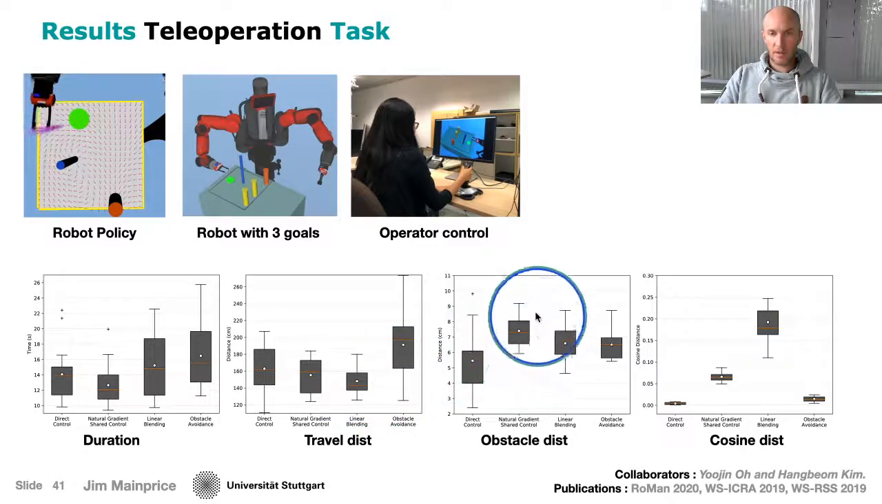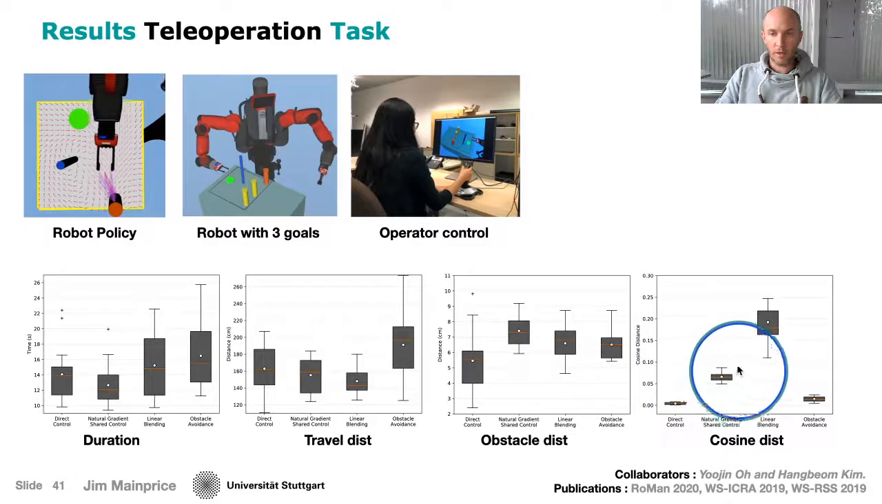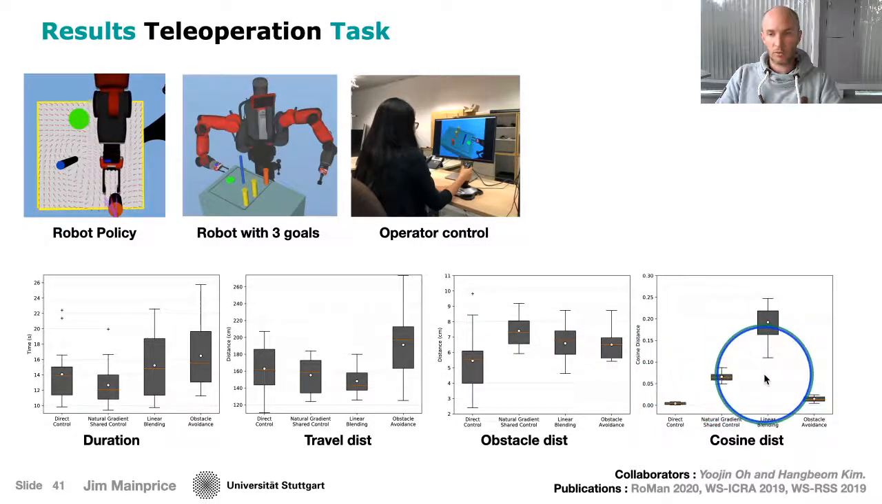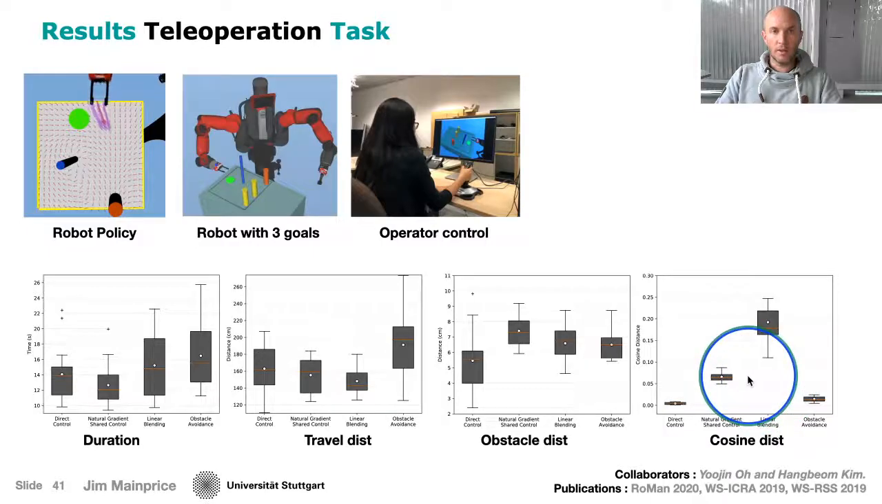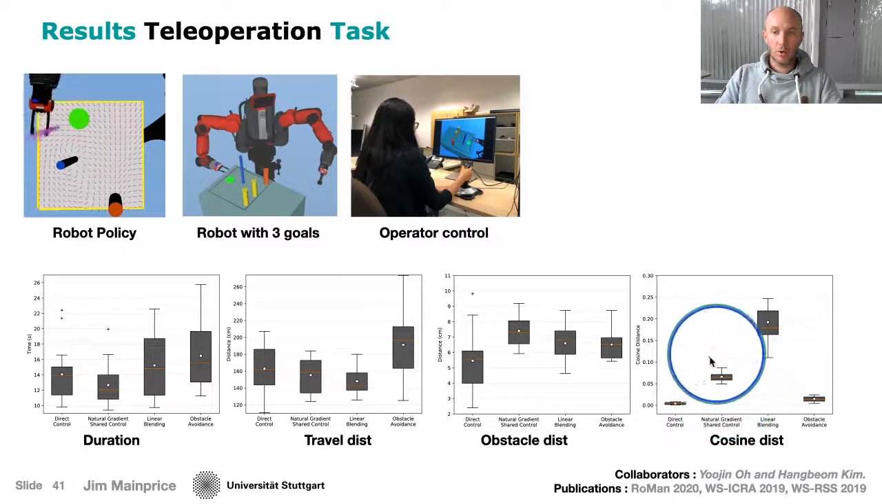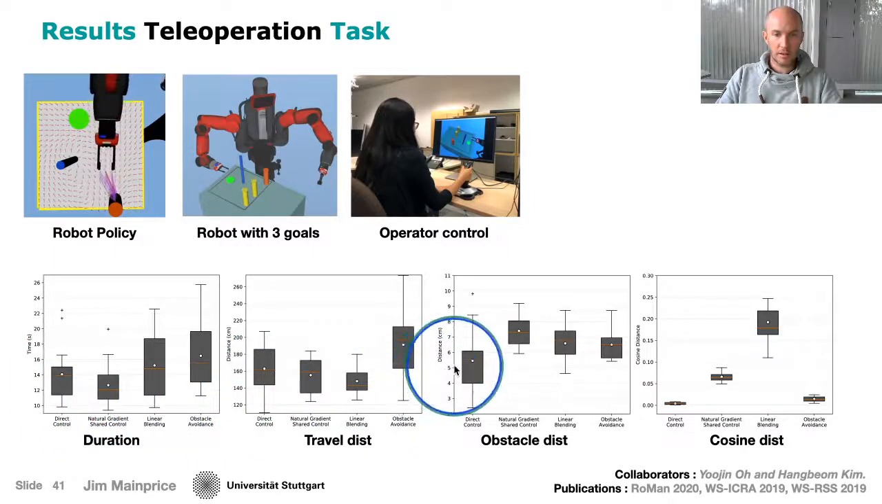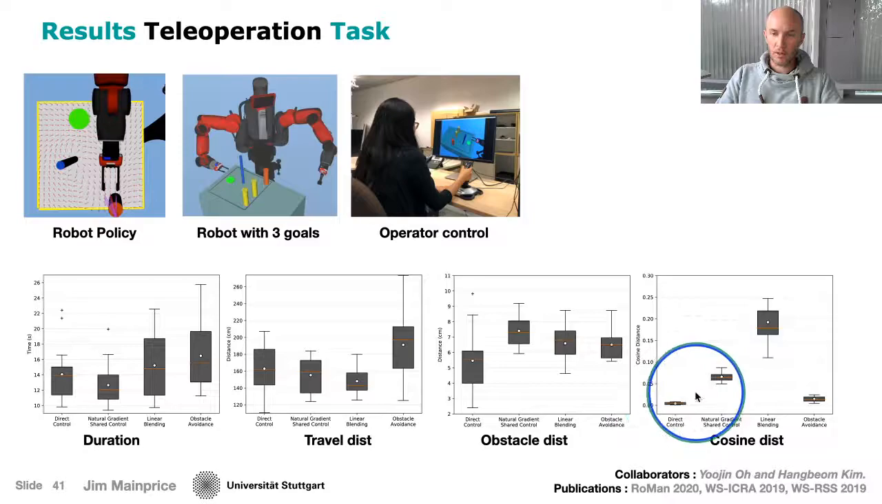But what happens is that we are further away from obstacles, and what is much more important in the comparison to linear blending is that we give control authority to the user by having lower cosine distance. So the first one here is direct control. Direct control is the one where we perform no blending, so there's no consideration of what the optimal policy of the robot might be.